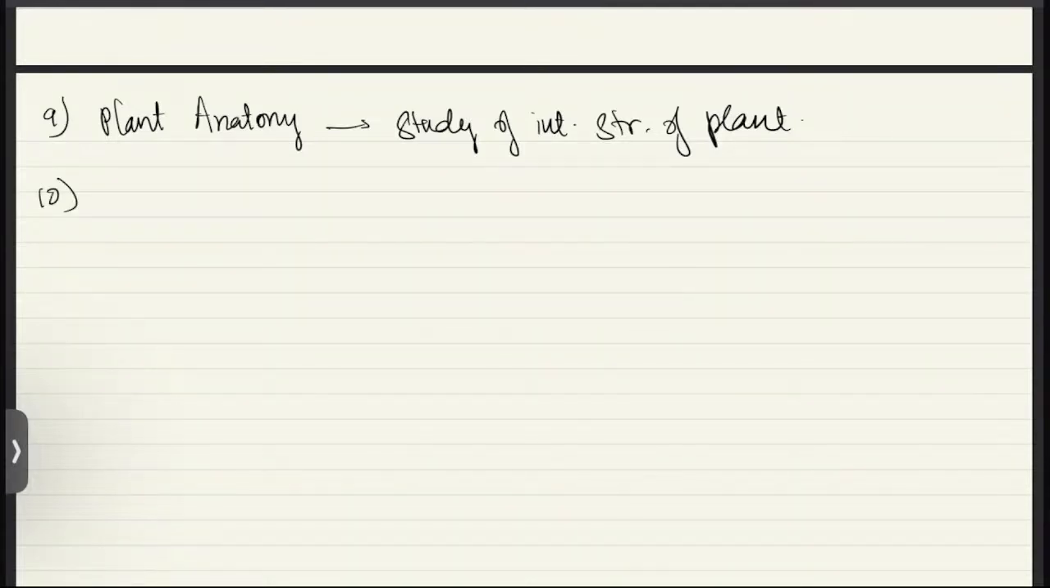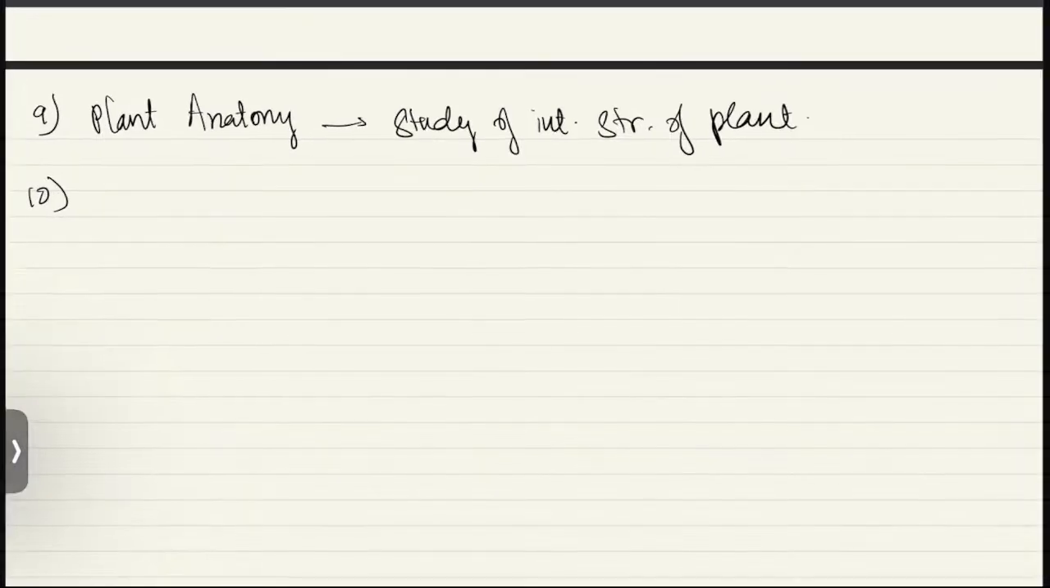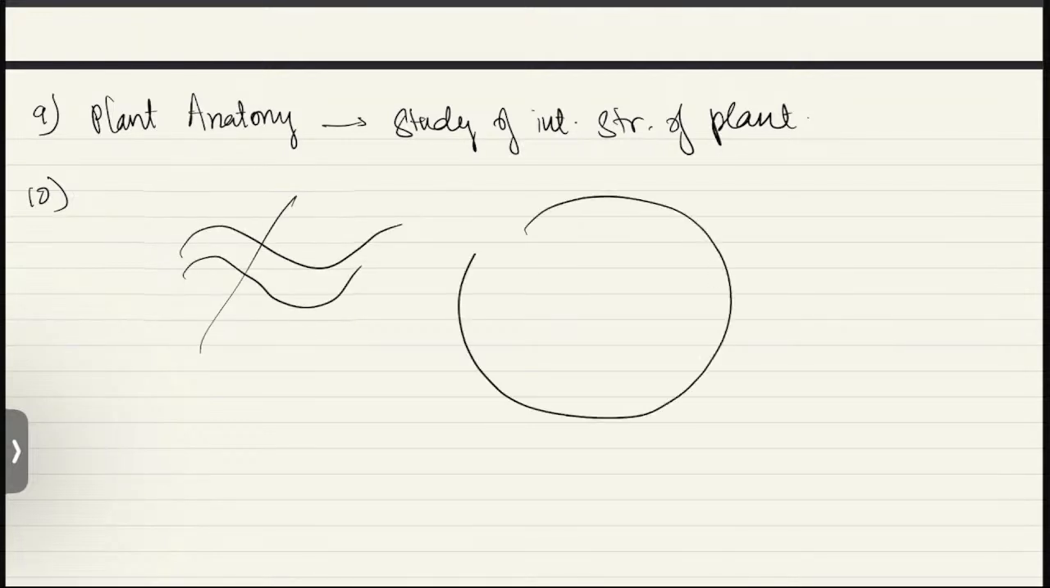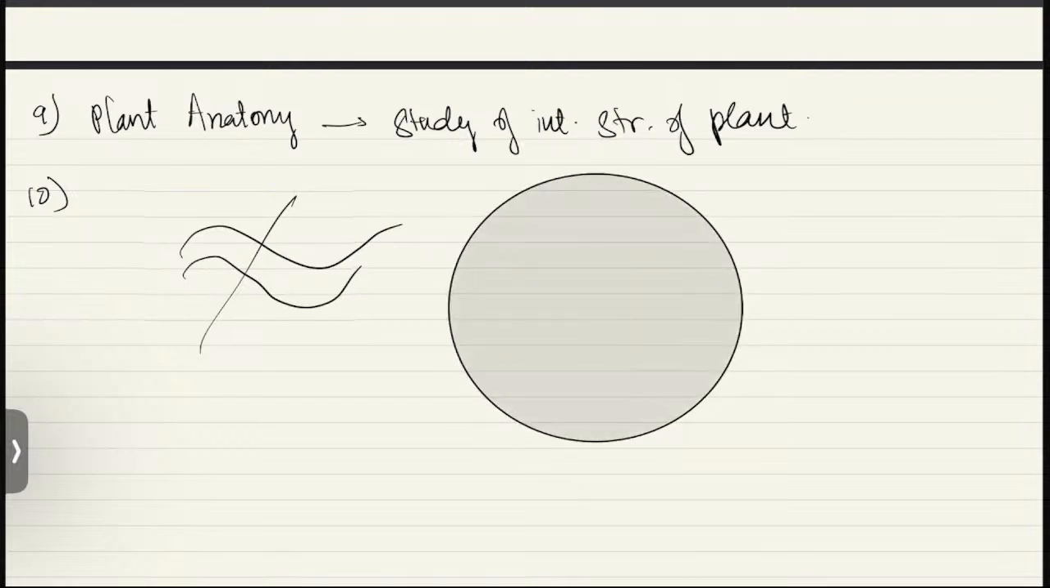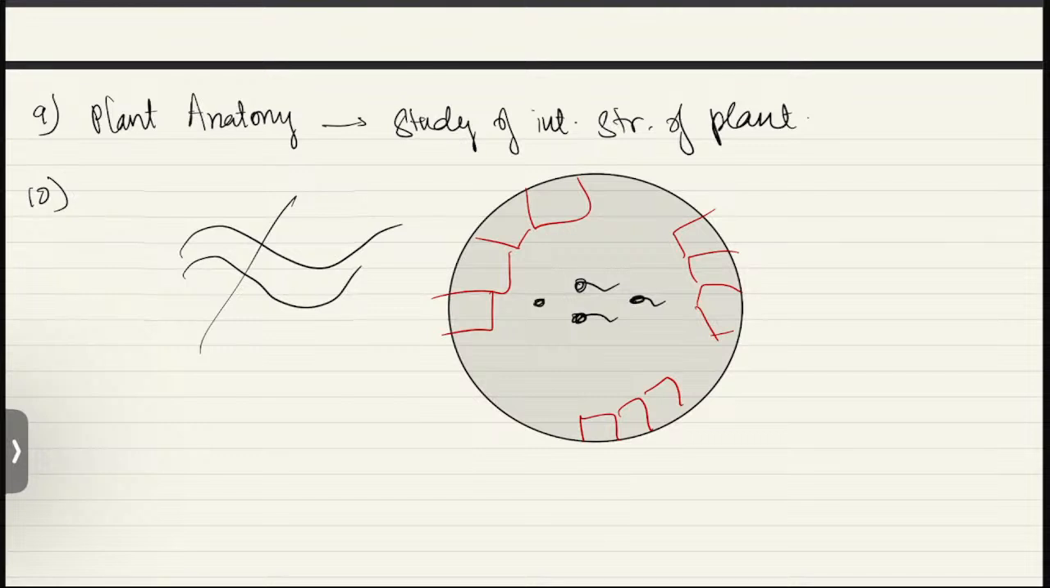Define Sertoli cells. Now, this is a human reproductive question. We will draw the seminiferous tubules. If this is a seminiferous tubule and I take a cut section, this is how it will look. The lumen will be lined by germ cells. Now, these are germ cells, and inside the lumen will be filled with sperms. This is the male reproductive system, right?